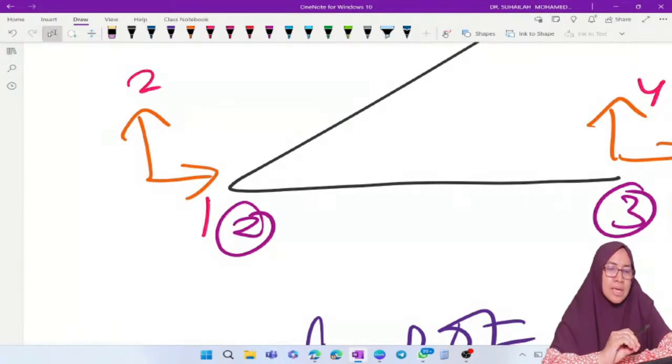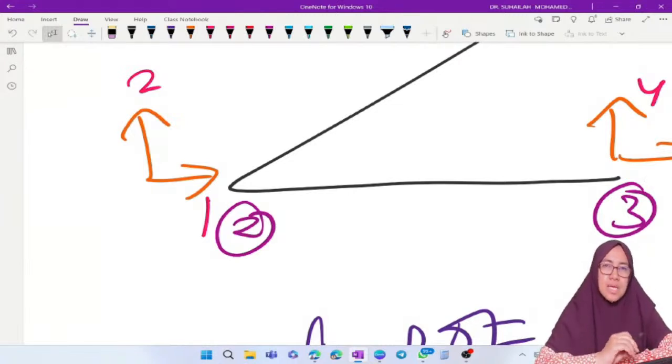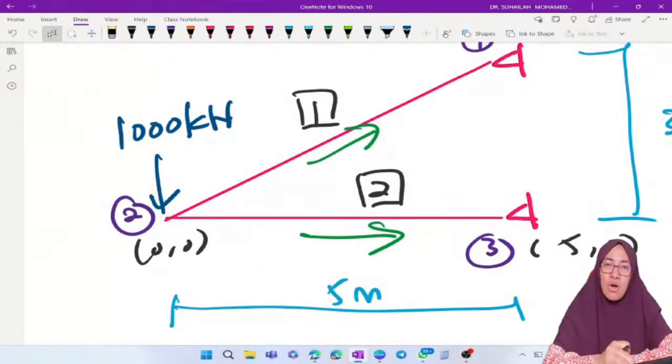In terms of Q, one is horizontal force, two is vertical force. So we have to replace with values in the matrix. Compare with this: one is the horizontal force at node 1.